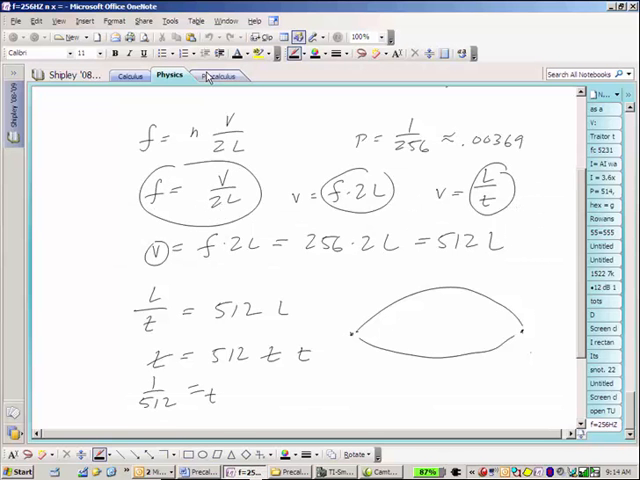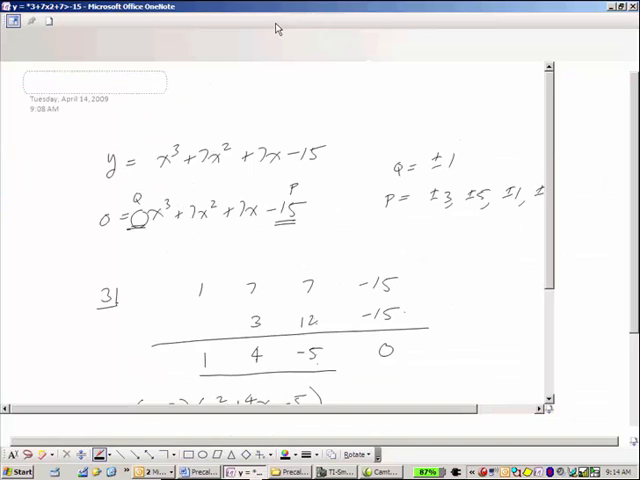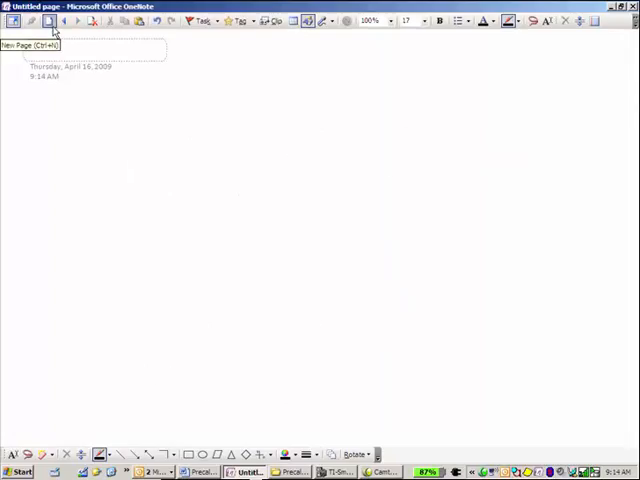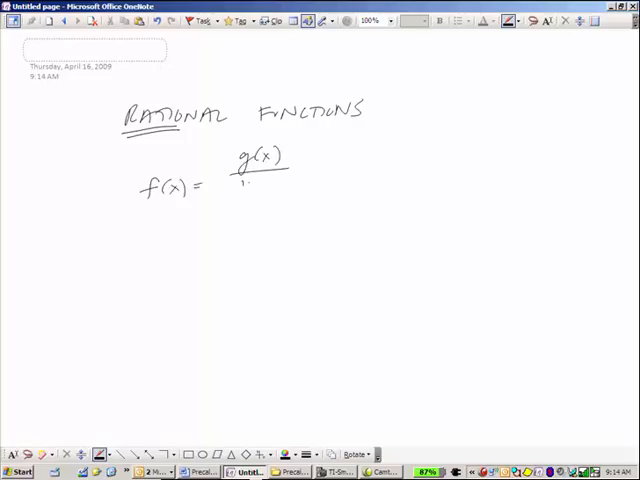So for all you wordsmiths out there, rational functions: the root word there is ratio. So it's the ratio of polynomial functions. Rational functions take the form of g of x over h of x, where g of x and h of x are polynomial functions. So a rational function is the ratio of two polynomials. Okay?